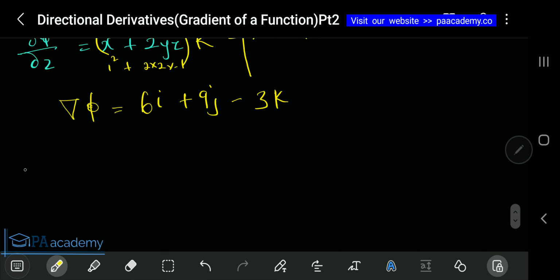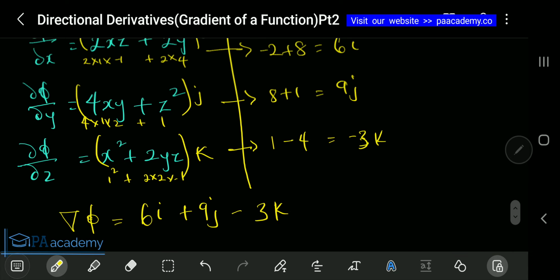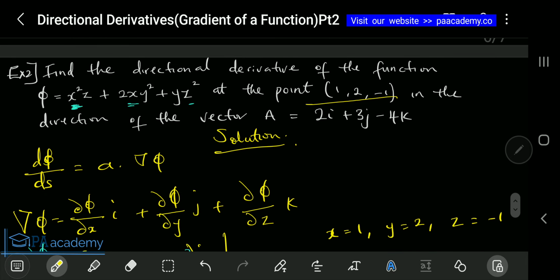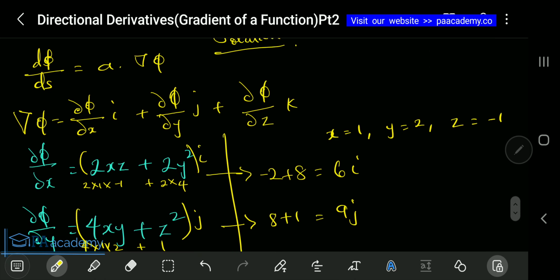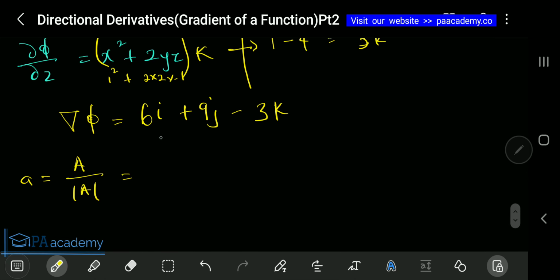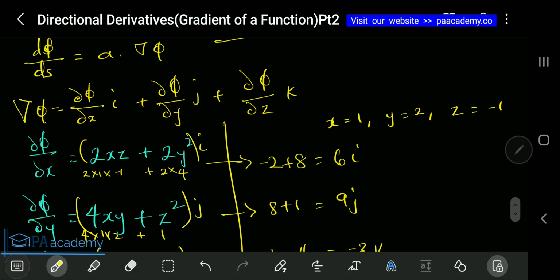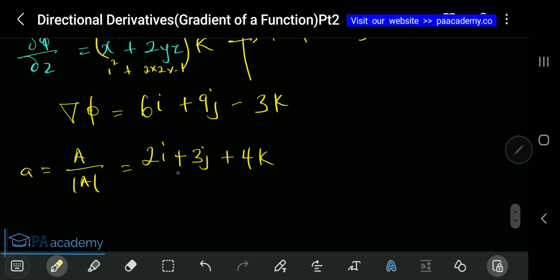So now let's calculate for a, and our a is capital A over the magnitude of A. From the question, let's see what our A is. That's 2i plus 3j minus 4k. I hope I got that. 2i plus 3j, is it minus or plus? Oh yeah, plus 3j. Are we good? So this is our A.